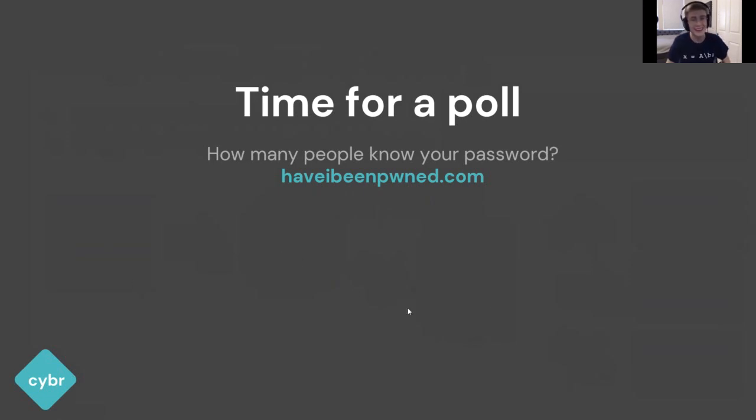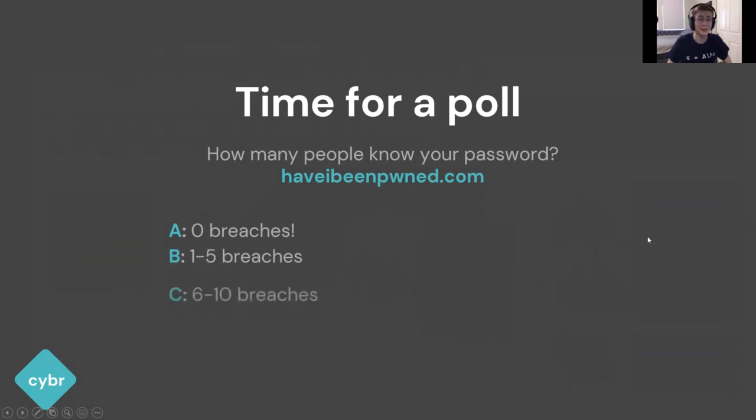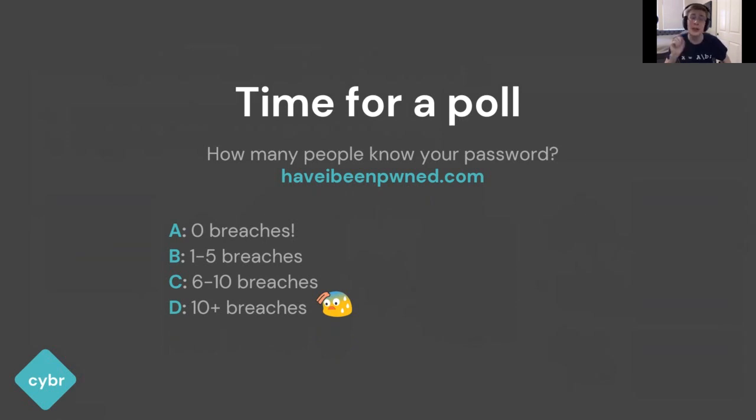Hey, it's a poll. You don't have to post your status. I'm going to go ahead and put up the poll. Tell me how many breaches your email account has been in. If you type in your email account, haveibeenpwned.com will check how many different databases and data breaches they were able to find your email in, which means that in those databases, your username and password are probably well known. So go ahead and respond with how many breaches you were found in.